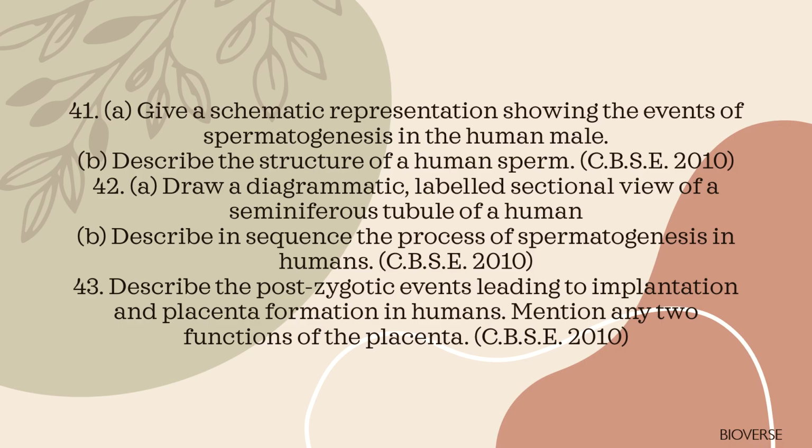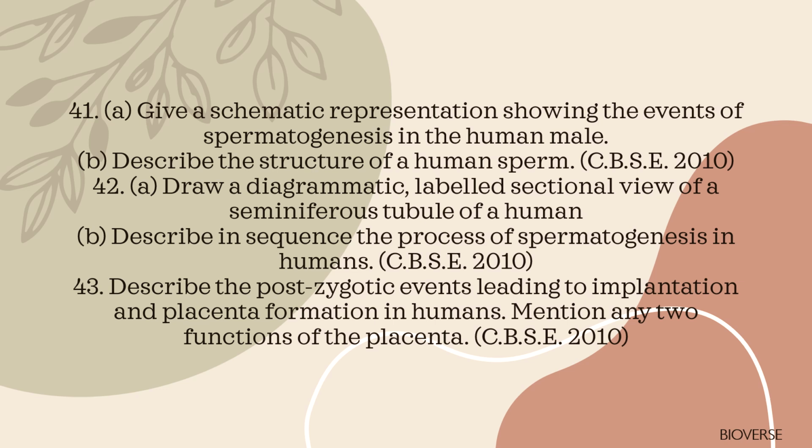Question 42. A. Draw a diagrammatic labeled sectional view of a seminiferous tubule of a human. B. Describe in sequence the process of spermatogenesis in humans. Answer. A. Drawing of seminiferous tubule. B. Process of spermatogenesis in sequence.